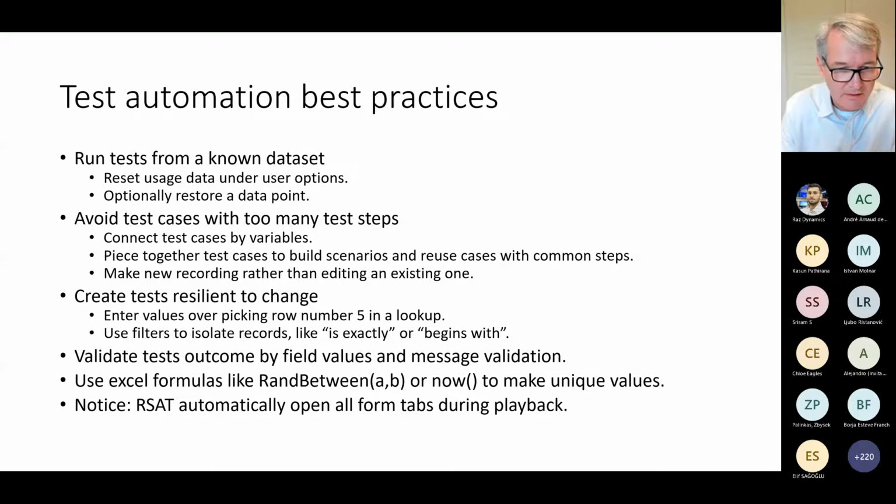In some scenarios you need to provide values that are unique, like a voucher number or something like that. Here you'd see that we have options within Excel to use formulas, like RANDBETWEEN or NOW, to build up values that can provide some unique values.